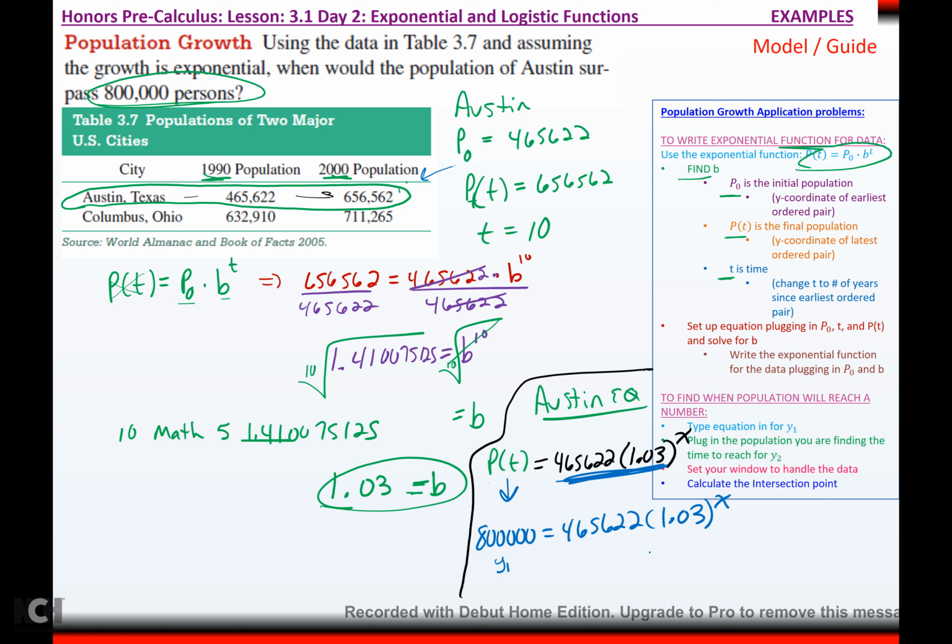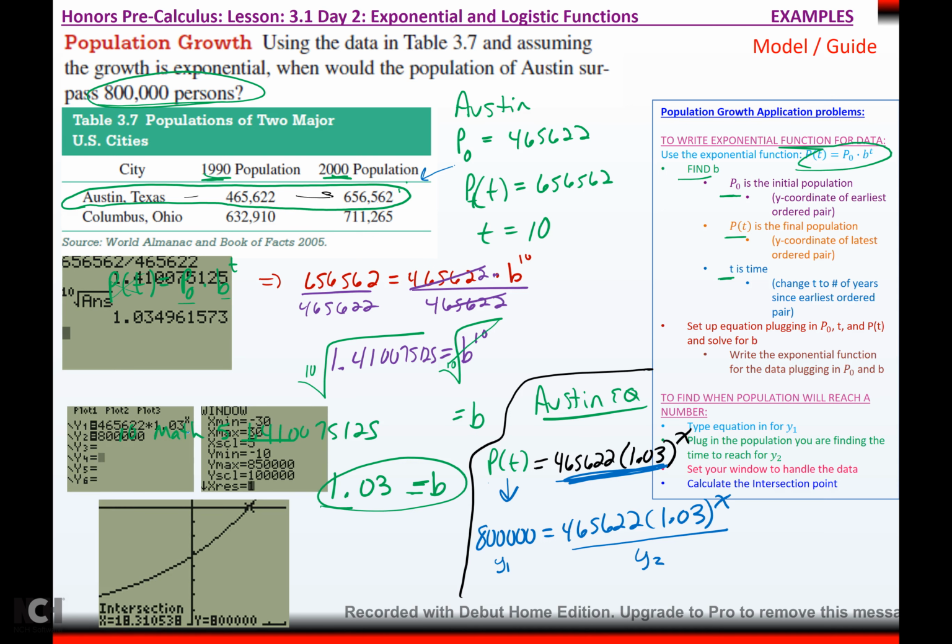So I'm going to type this in for y1 and this in for y2. This was showing you how to type that in. Okay, so I typed in that for y1 and that, I switched it. That was y1 and that was y2. It doesn't matter. And I changed my window. You guys will get better at estimating your window the more of these you do. It's just a matter of playing around.